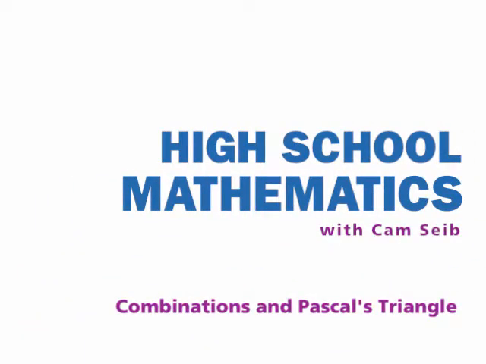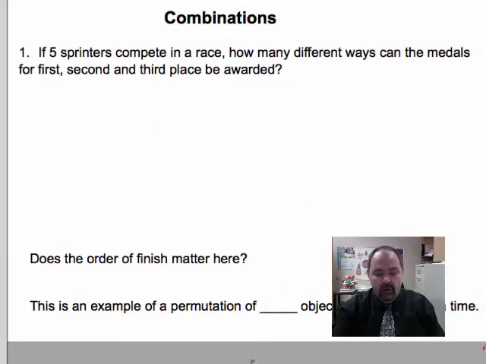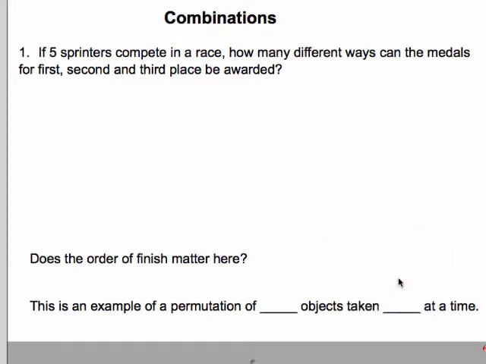Up to this point, we've looked at permutations, and now we want to talk about combinations, which sounds similar, but there's a major distinction between permutations and combinations, as you're going to see. So let's begin with this example.